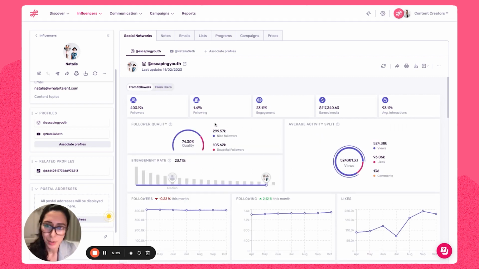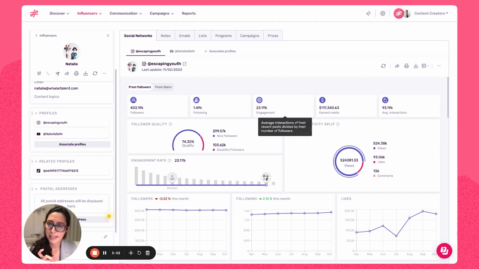Now up here on the top, we have the more global metrics, such as the number of followers on her account, the number of people that she's following, the average interactions, and the engagement rate. Now, average interactions is just the number of likes, comments, and replies on one post, whereas the engagement rate is the same number, however, it's divided by her number of followers.